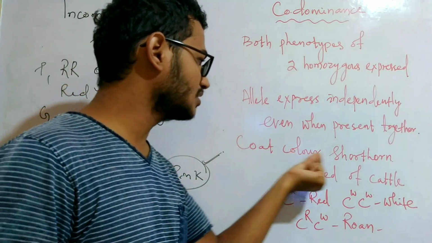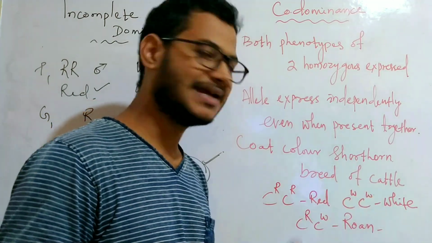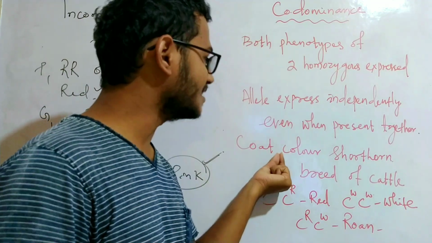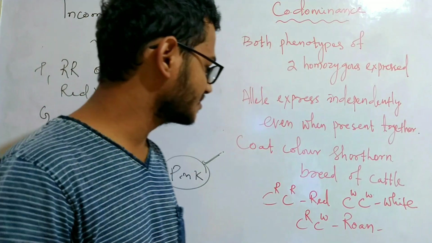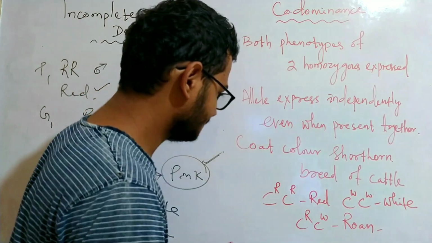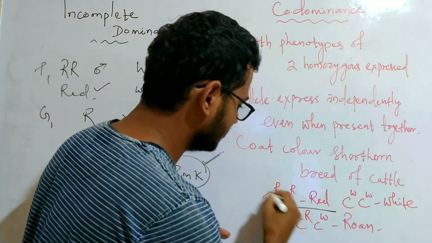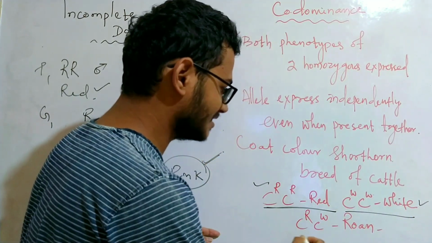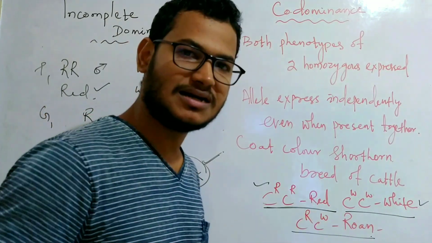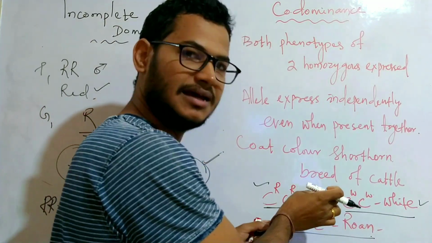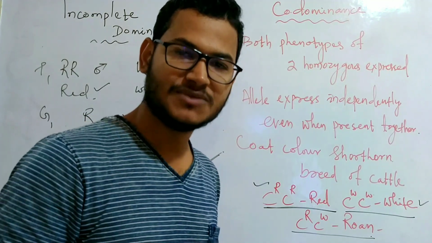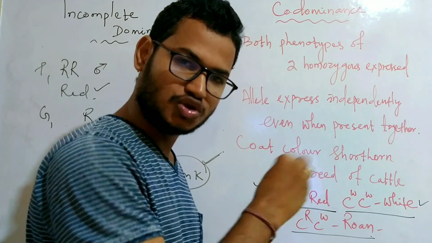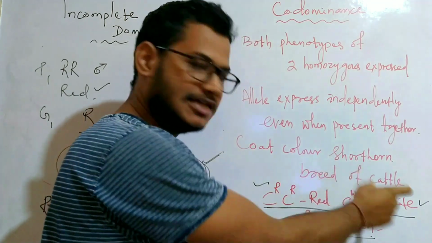We will take the example of coat color in the southern breed of cattle, and how coat color represents the case of codominance. Let's see. CR here represents the coat color red, and CW represents the coat color white. The heterozygote F1 shows a roan color, meaning having red hairs as well as white hairs on the body of the cattle. So the cattle has both parental characters, red as well as white.